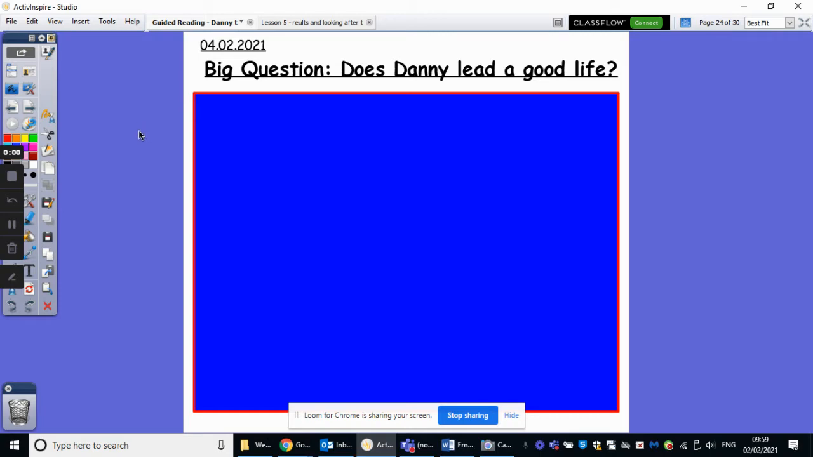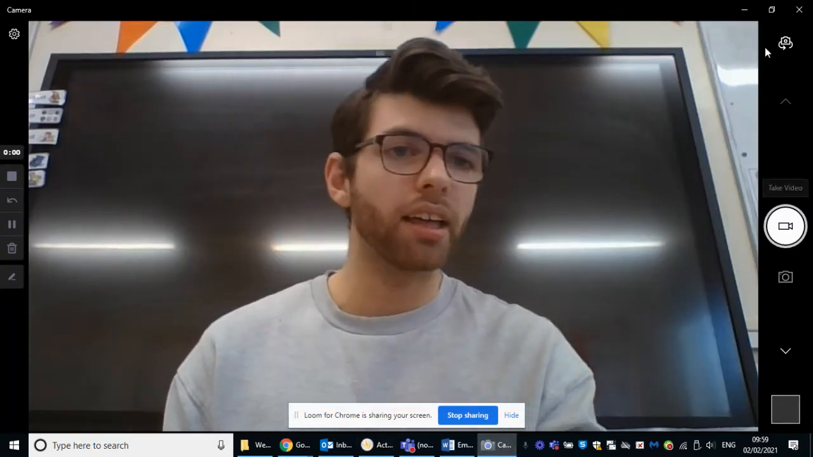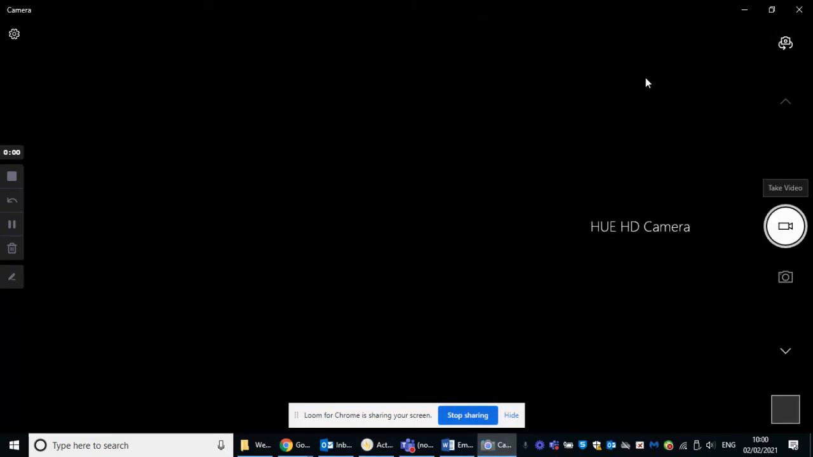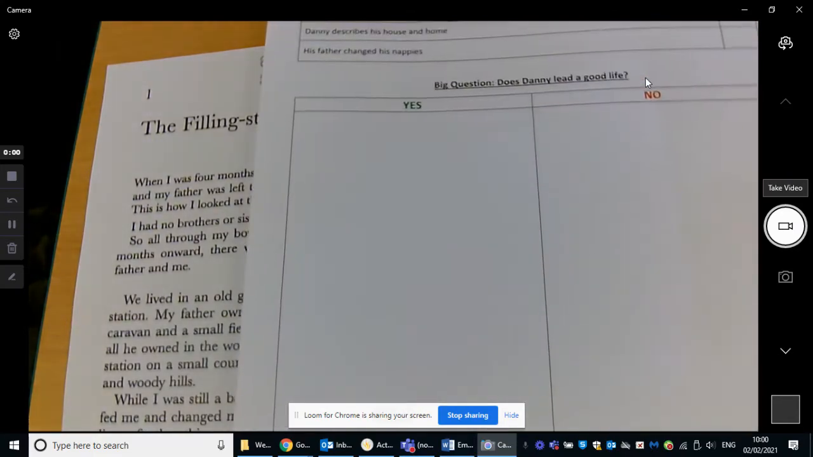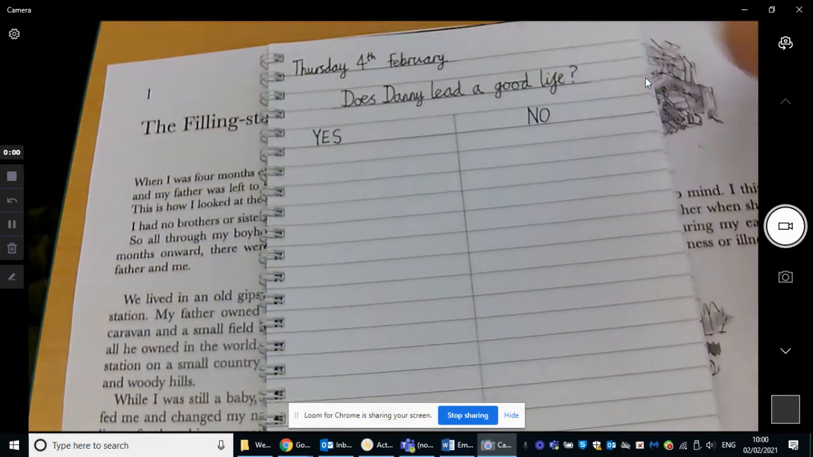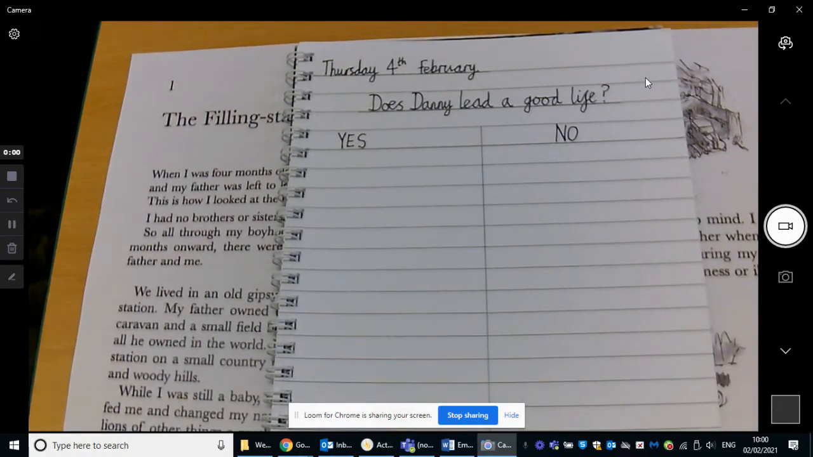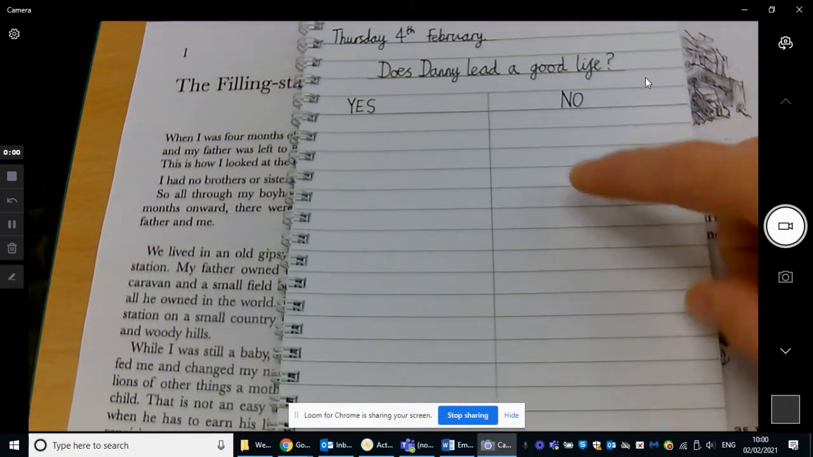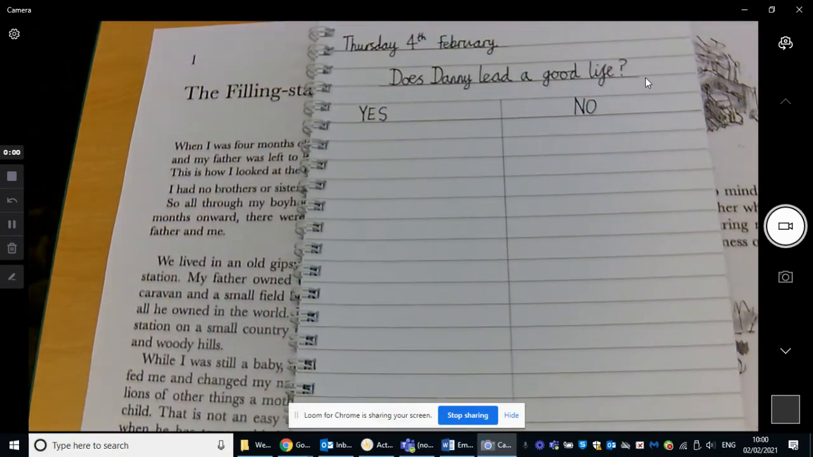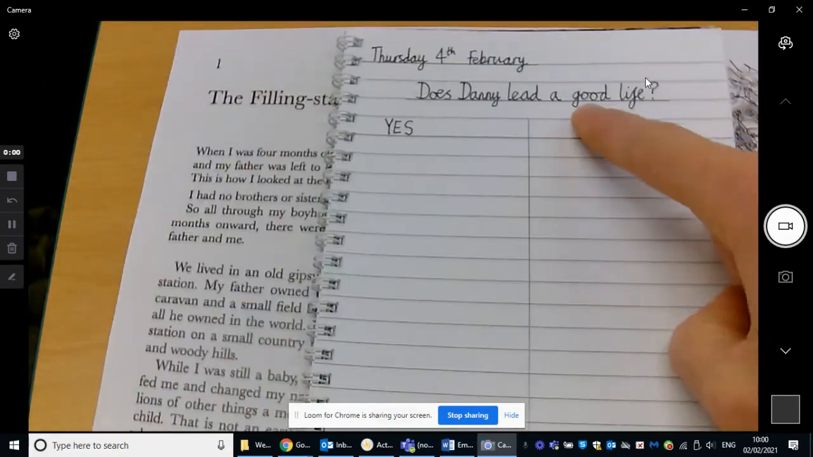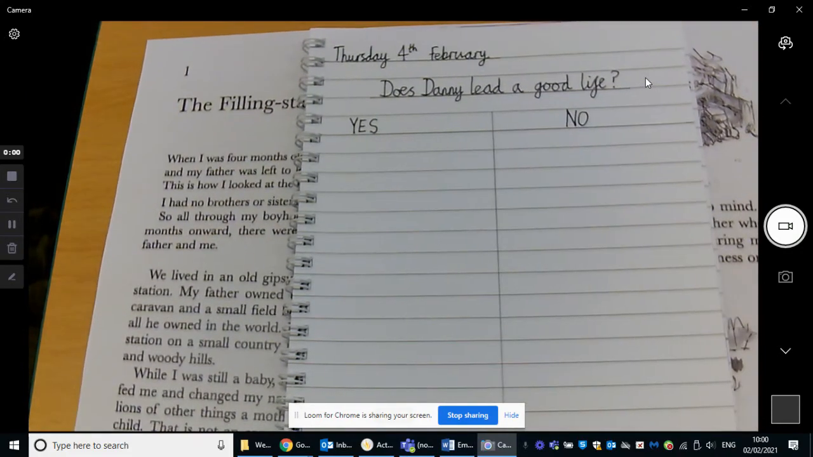So while you're thinking about that, if you've got the sheet, then there's nothing you need to do as the table's already been drawn for you. If, like me, you want to do it on a bit of paper, can you please draw a table, just split your page in 2, one side, yes, the other side, no. With the big question at the top, does Danny lead a good life? Pause that video now.